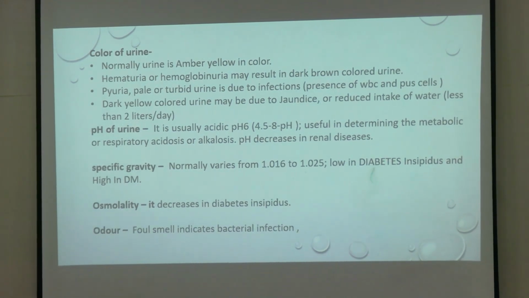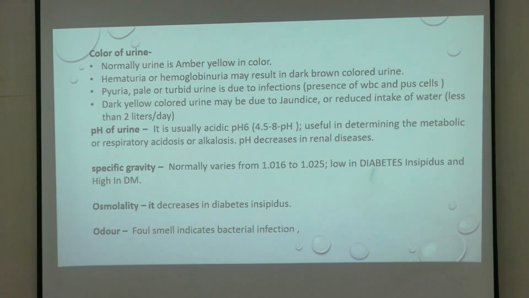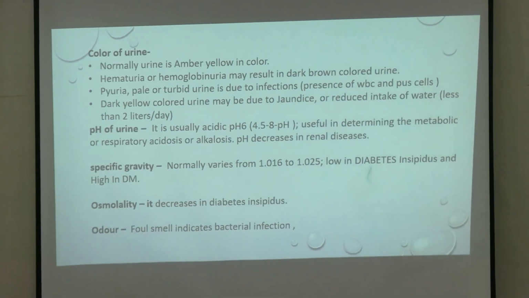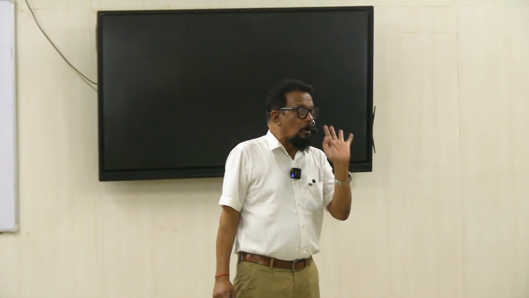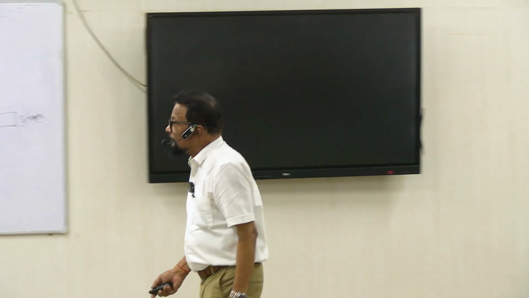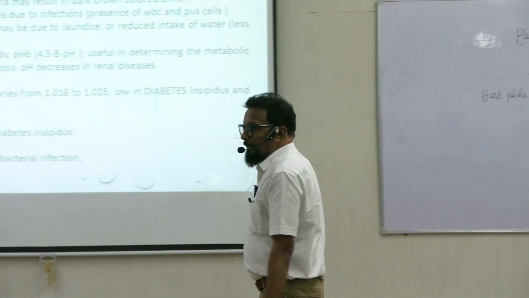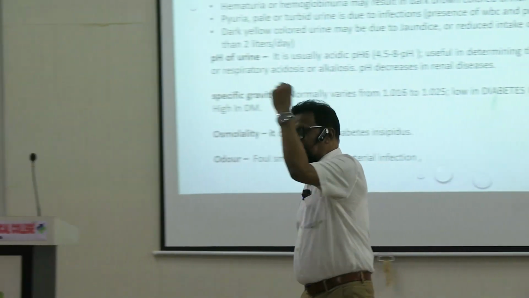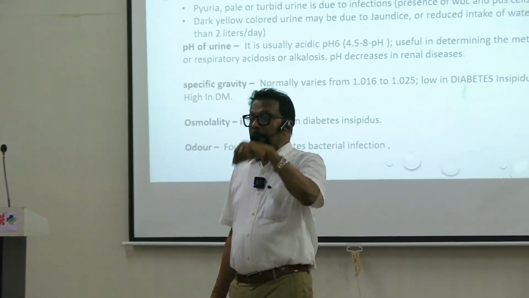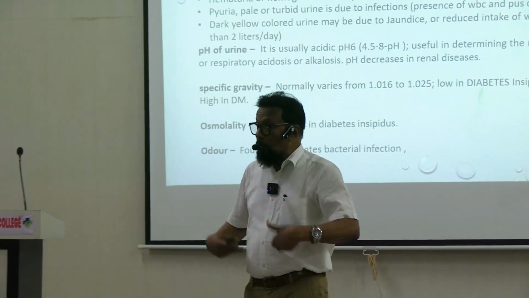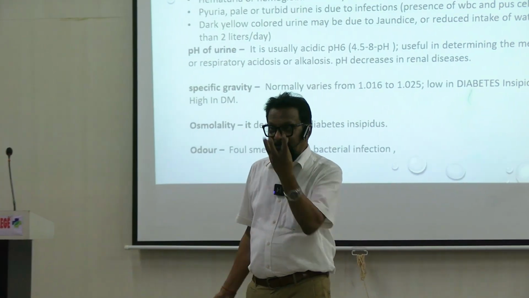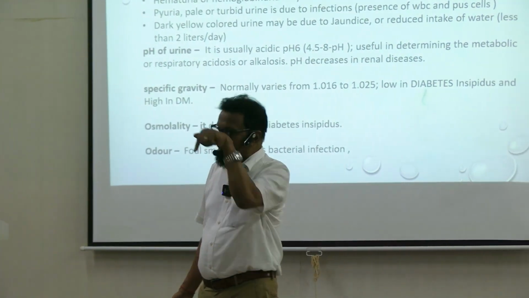So when the pH of the urine is changed beyond normal, you can suspect that there is alkalosis or acidosis. Okay, specific gravity: in case of diabetes mellitus, specific gravity is increased. In case of diabetes insipidus, where more urine is passed, the specific gravity becomes less.